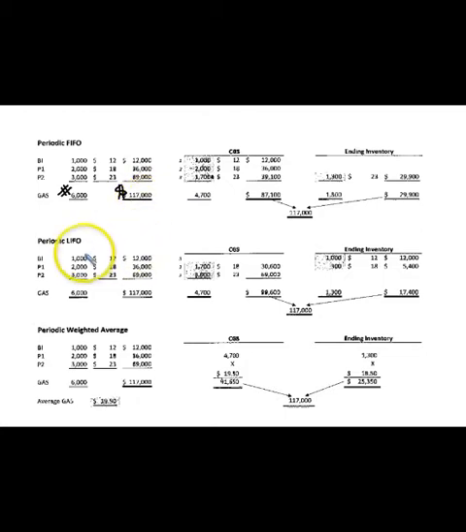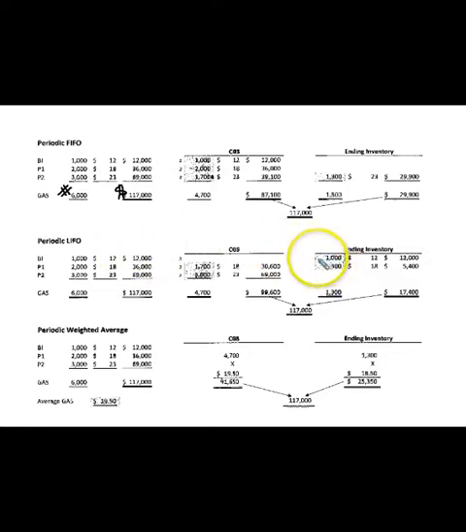Under LIFO periodic, again, it's always the same starting place. Solve for goods available for sale. We know 4,700 were sold. And then the assumption is that the last purchase is the first one out, and then the next one. So only part of it will be sold, the total 4,700, and then the remaining 300 are on hand, and then beginning inventory is still on hand.